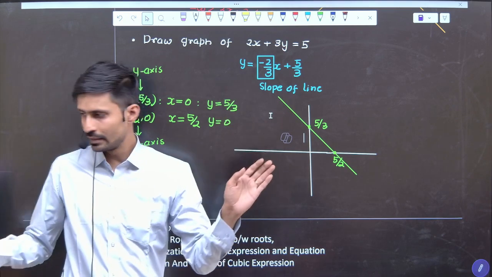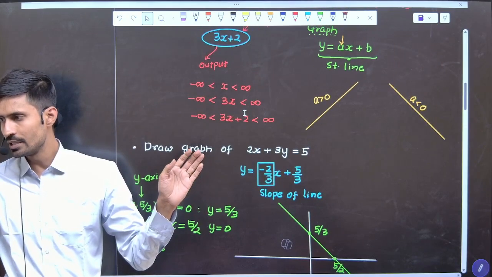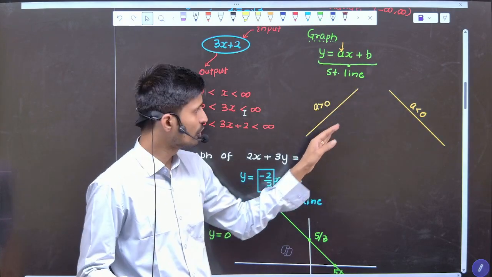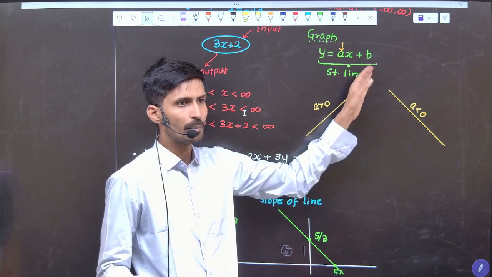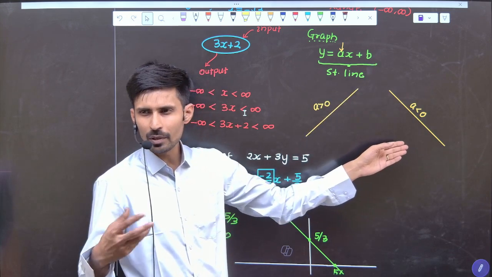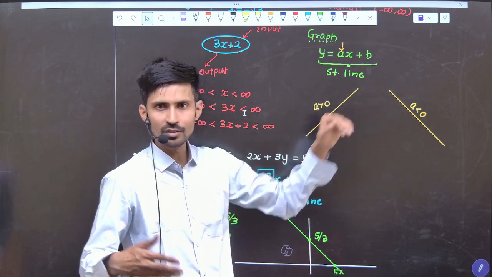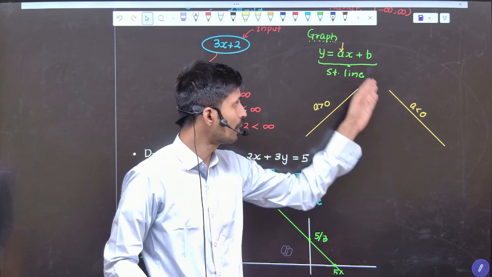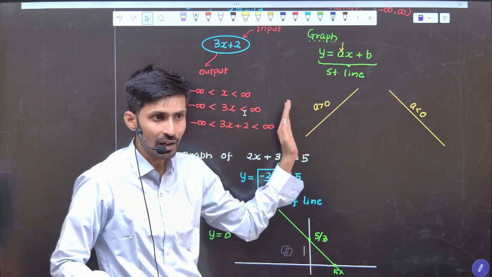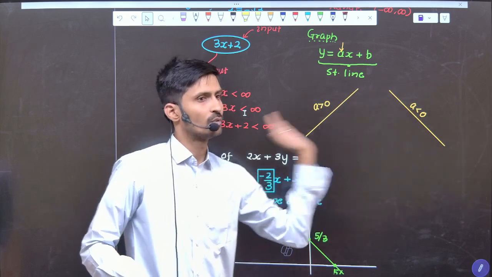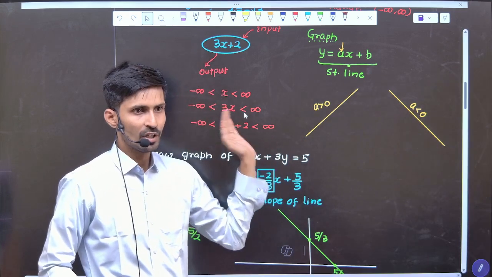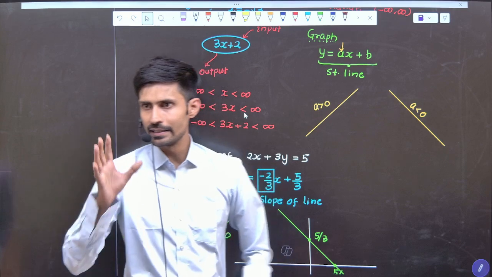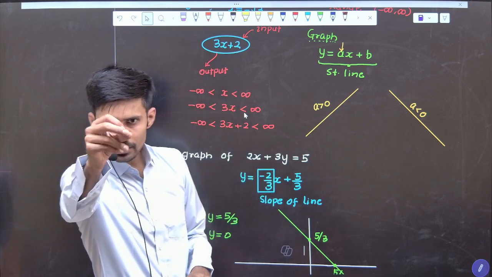Now, I told you this part, graph of a polynomial. The first thing I introduced here is how you will know whether the line is going up or going down. Remember one thing: this is an increasing line. Going down to up means increasing. Coming up to down means decreasing. And whenever we see a graph, we see it from left to right. Don't see it from right to left. From left to right, if it is going up, it is increasing. From left to right, if it is coming down, it is decreasing.